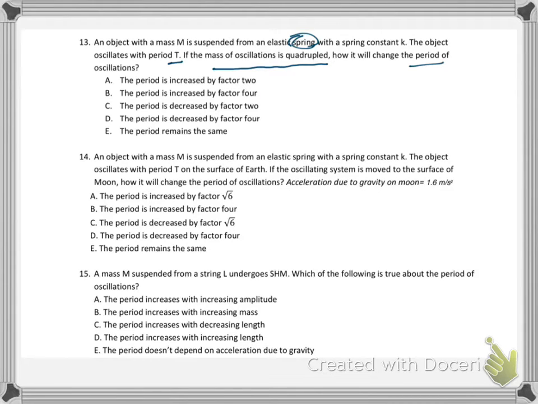So period equals 2π square root of m over k. And what we're doing here is quadrupling the mass. So 4 is underneath the radical sign. So the period equals square root of 4, or the period has to be increased by a factor of 2.